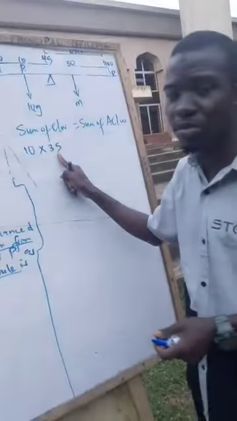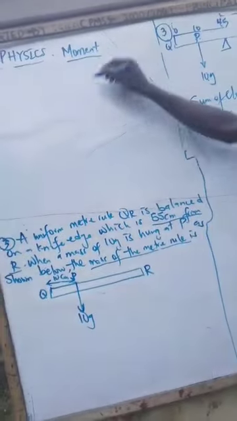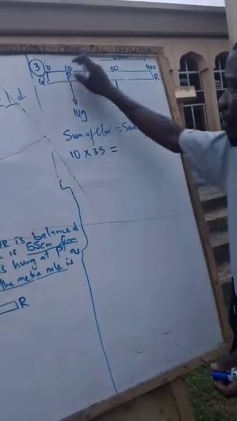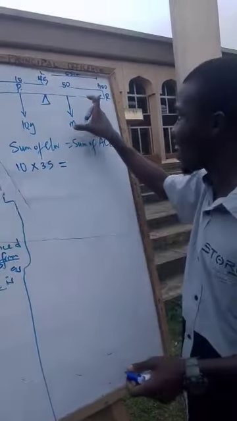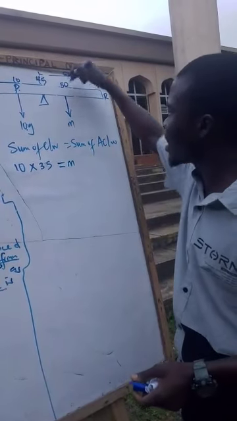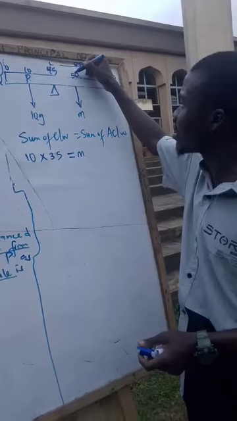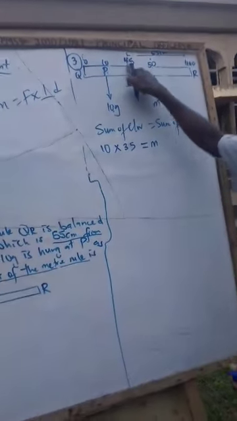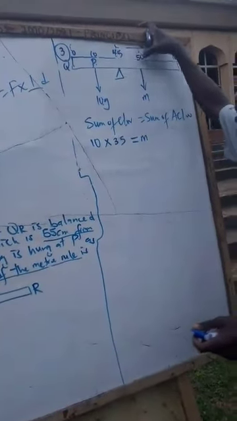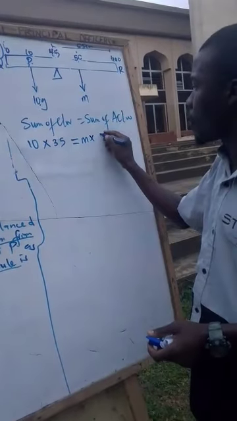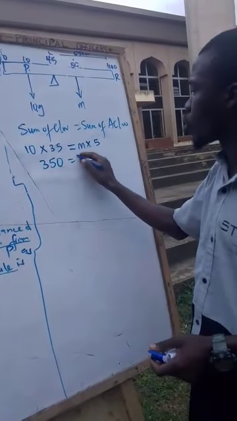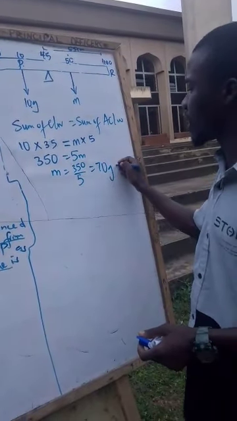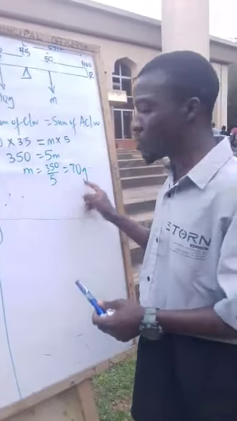Why am I multiplying it with the distance? Because we are doing the topic moment, and moment is force times perpendicular distance. So we don't have any other thing at the left hand side. Let's look at our right hand side. At the right hand side we have M, the mass of the meter rule, located at the 50 centimeter mark. The pivot is at the 45 centimeter mark, so the distance is 50 minus 45, which is 5. That will be M times 5. So 350 equals 5M. M will be 350 over 5, and that is 70 grams. Therefore, the mass of the meter rule is 70 grams.